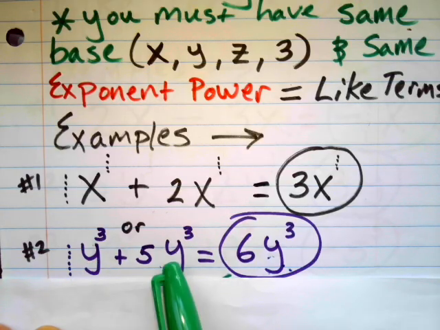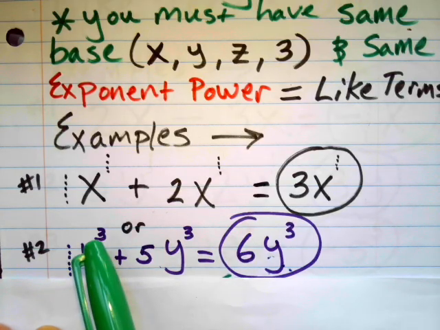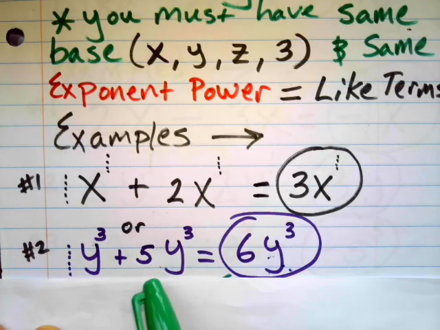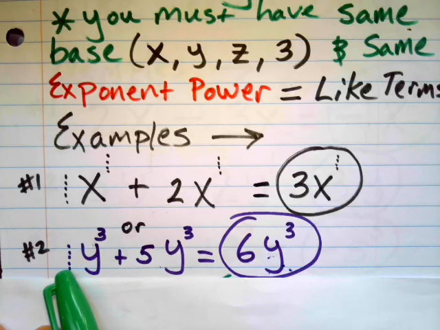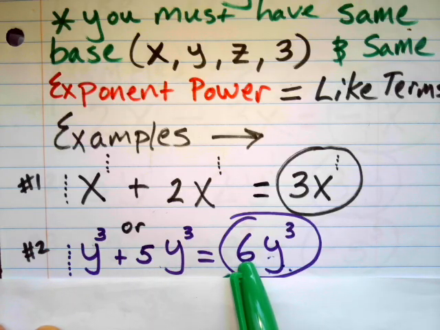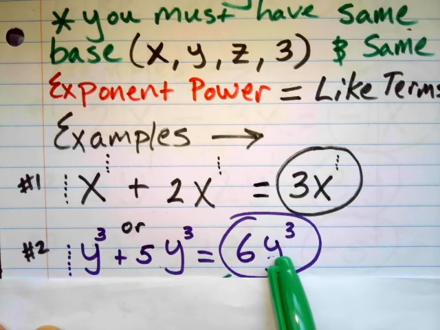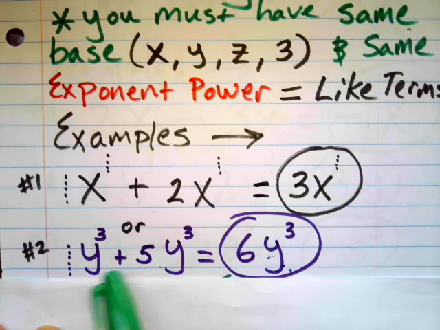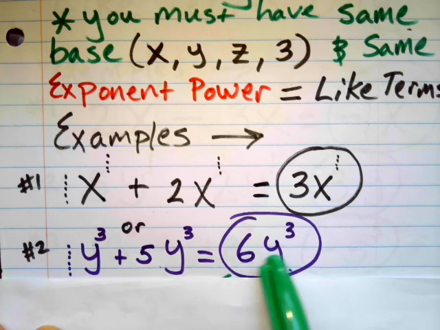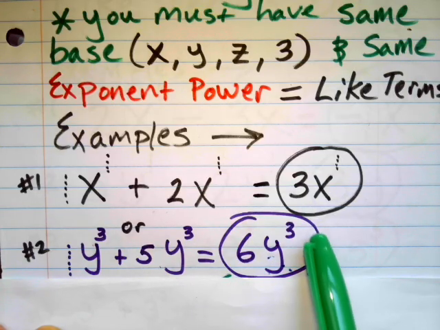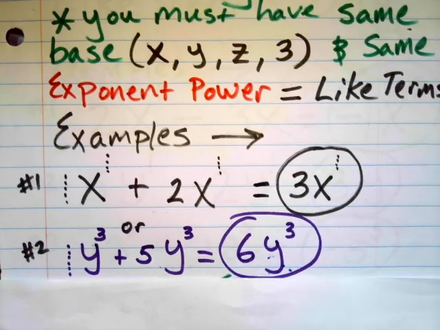Same base, y, and the same exponential power, 3. Now we can add or subtract these coefficients. What's 1 plus 5? 1 plus 5 is 6. And then y to the third power stays the same. It's attached to those coefficients through multiplication. So the answer here, 1y to the third power plus 5y to the third power is 6y to the third power.